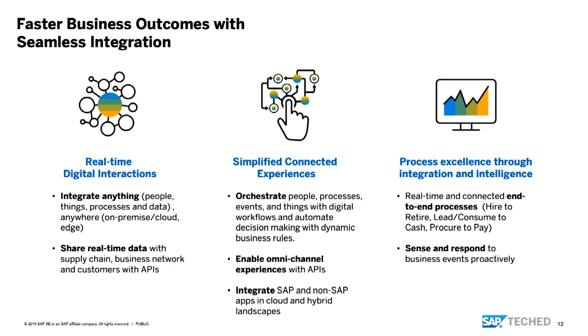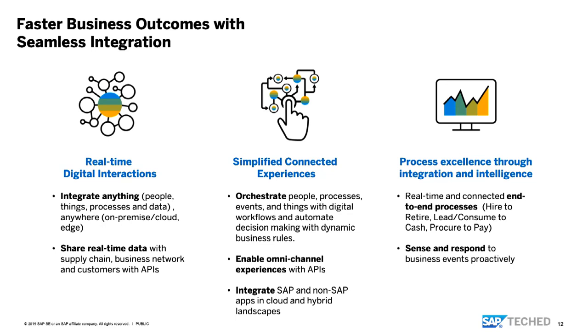You should be able to orchestrate people, process, build workflows for that. You should be able to open up for omnichannel access. You should be able to integrate SAP, non-SAP systems. We talked about this heterogeneous landscape. And last but not the least, it's also about process excellence. Integration delivers process excellence for you, right? End-to-end process that we talked about.